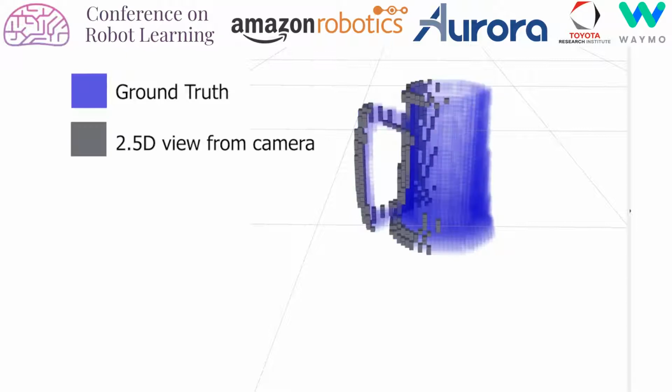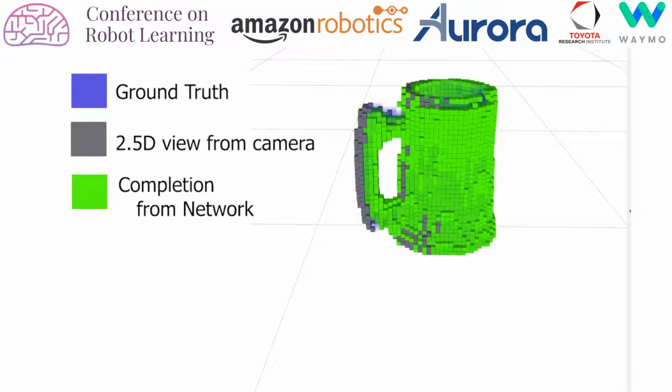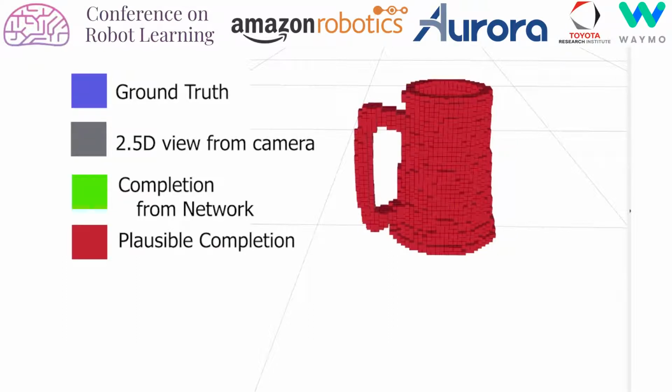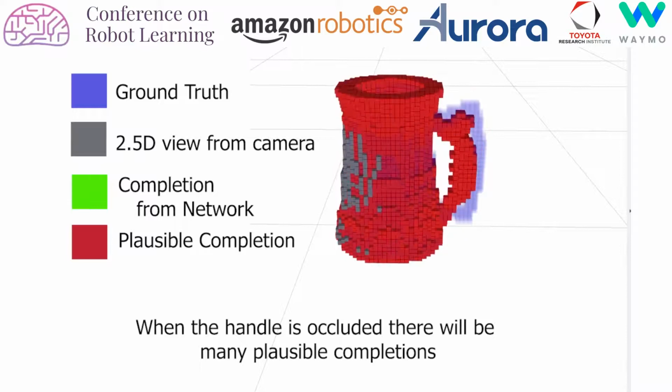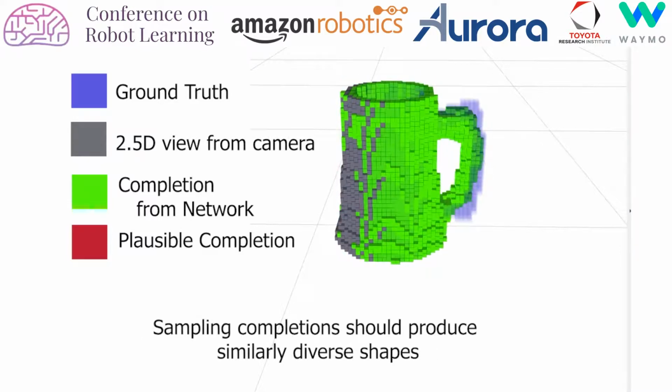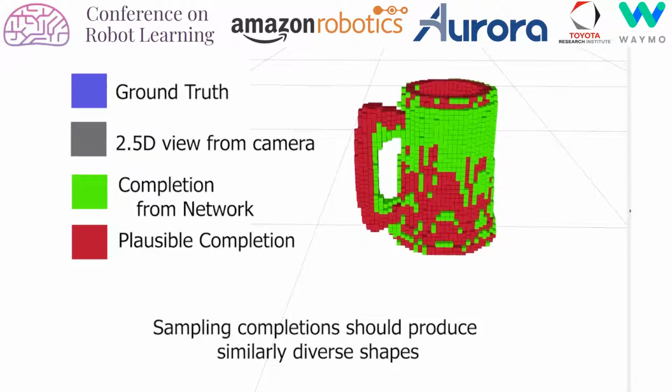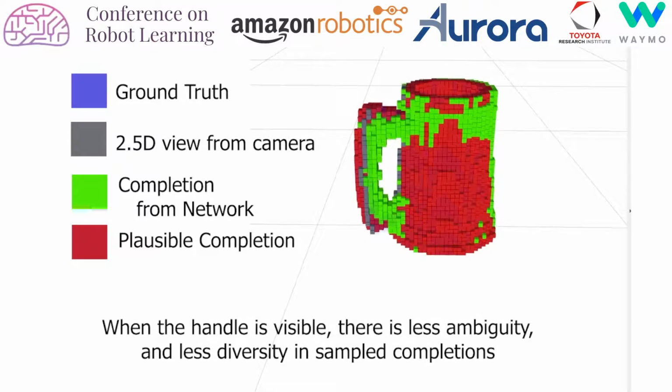We will visualize the ground truth, the 2.5D depth, completions from the network, and plausible completions generated from a shape matching algorithm. In some cases, there will be many plausible completions, in which case we want similar diversity in our shape completer. Sometimes there will be less ambiguity, in which case we want all samples to be similar.